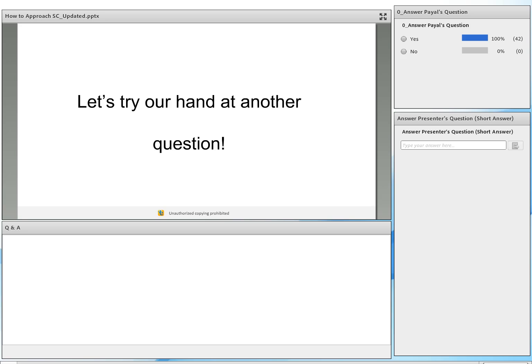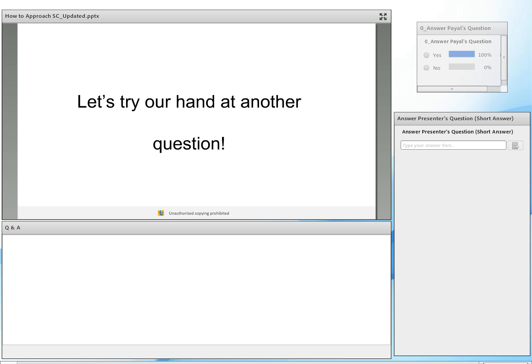So we are now at our last question. In this question, only part of a sentence has been underlined. But as you answer the question, I want to make sure that you read the entire sentence to understand the complete meaning. I don't want you to just focus on the underlined portion of the sentence. So let me bring back the poll here.